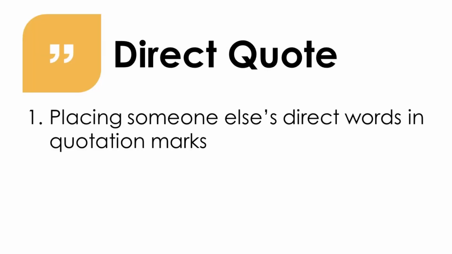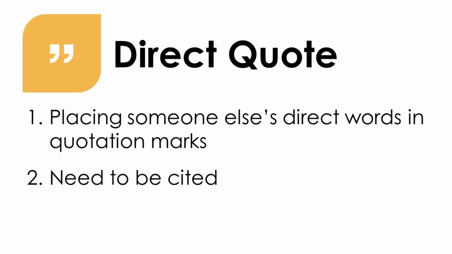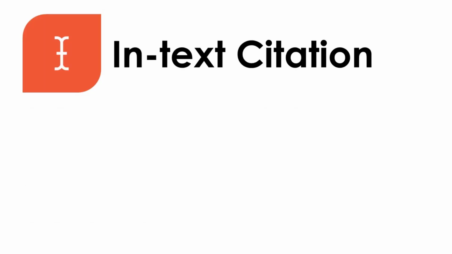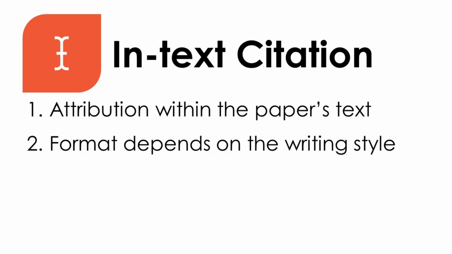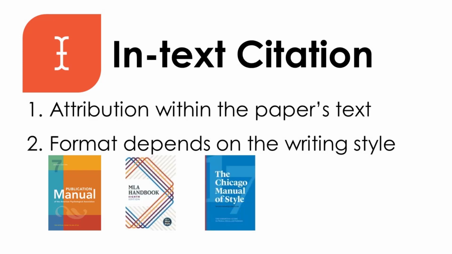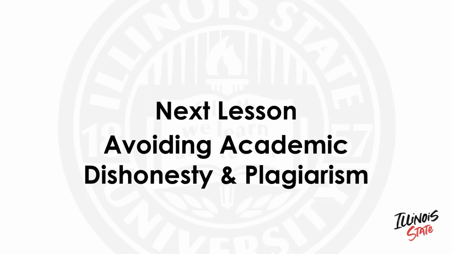A direct quote is taking someone else's direct words and placing them in quotation marks. Direct quotes do need to be cited. Generally, direct quotes should be used sparingly. The writing style you are using will provide guidelines on how often you should use them. An in-text citation is the attribution you give within the text of your paper or presentation. Where the in-text citation is placed and the formatting depends on the writing style you are using, such as APA, MLA, or Chicago. The next lesson covers strategies for avoiding academic dishonesty and plagiarism.